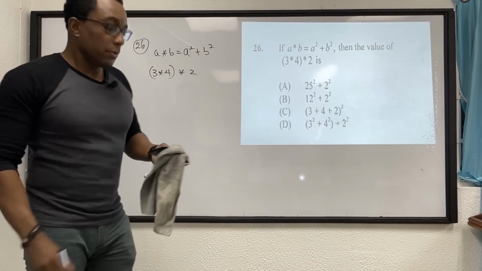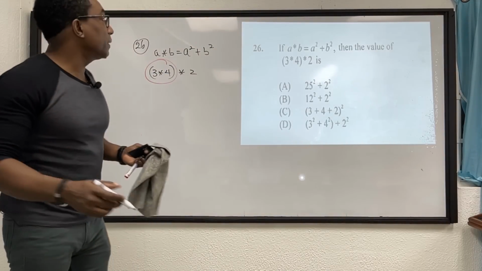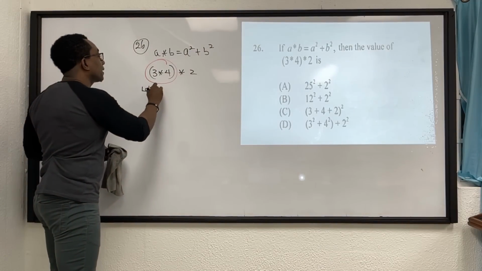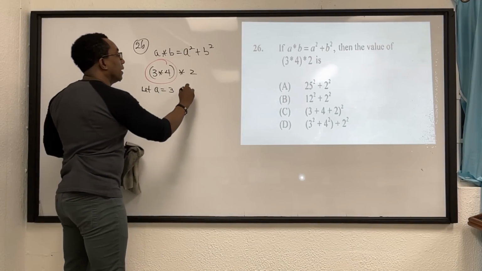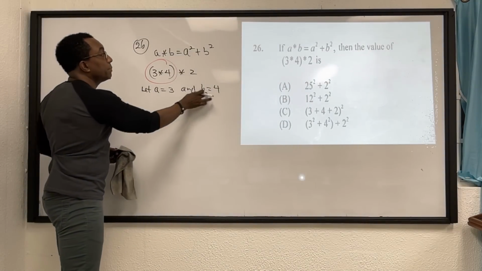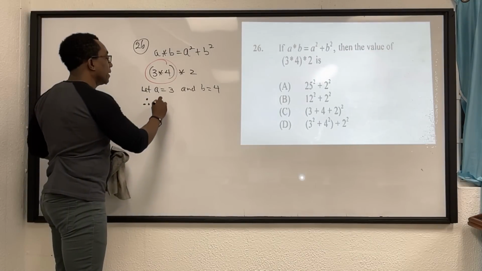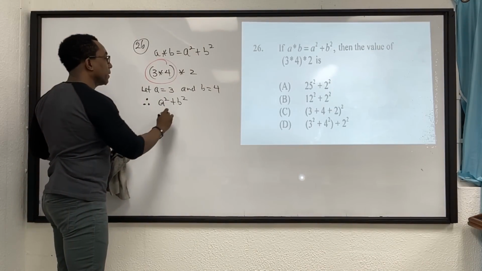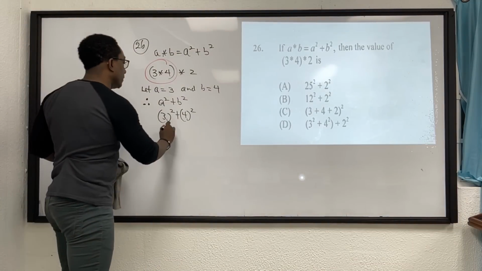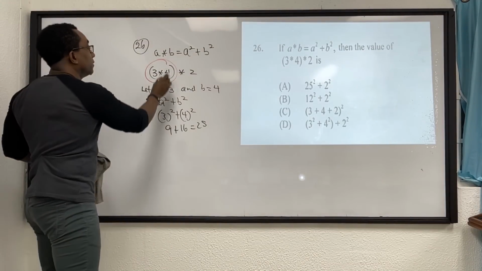So to treat with this, we're going to work out first what is 3 asterisk 4, and it's a simple case of using this relationship to assist you. So we let A be equal to 3 and B be equal to 4. And we're going to substitute the values of A and B into that expression given. So A squared plus B squared will be 3 in brackets squared plus 4 in brackets squared. That's 9 plus 16, which is equal to 25. So that's the result of 3 asterisk 4.